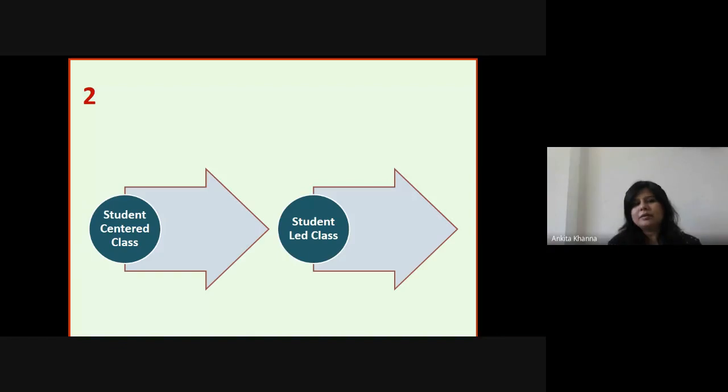When the class is student-centered, it means the student is in the center of the class and all the learning activities are designed around the interest of the student. But when it is a student-led class, it specifically means that the teacher takes a back seat and the class is led by the students. Now, how do we do that? I'm sure many of you have the question: if students start leading the class, what is our role? Let us have a look at a few more slides.